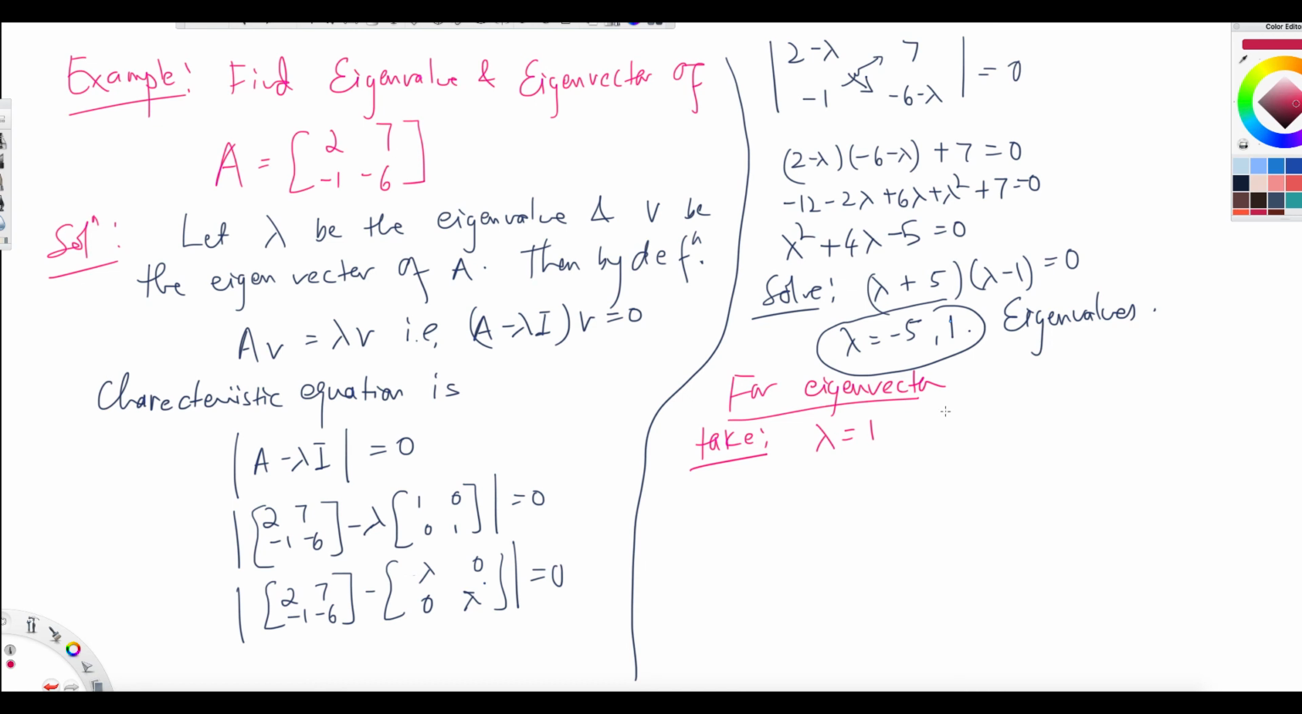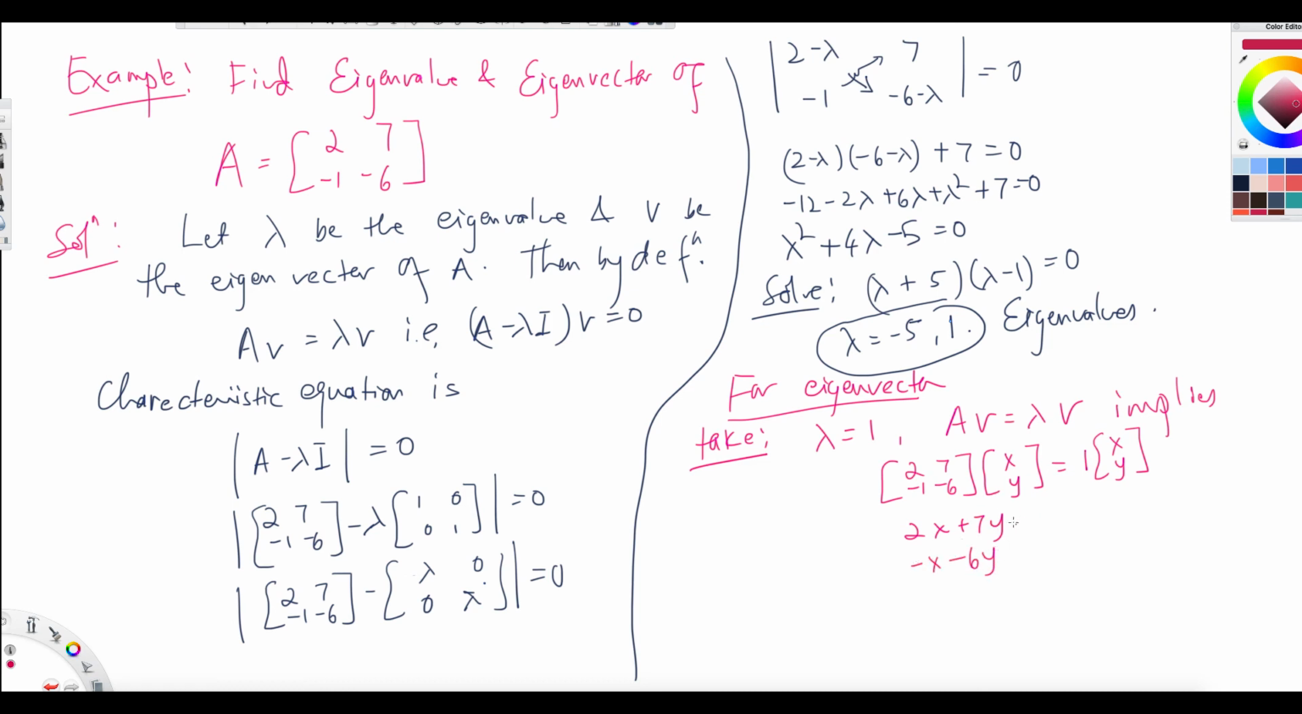What do you get? You get AV equals lambda V, which implies, what is A? A is [2, 7; -1, -6]. Let us say V is the vector (x, y) equals lambda, which is 1, times (x, y). Now you simplify the left side and the right side. What do you get? 2x plus 7y, and on the bottom one it is negative x minus 6y.